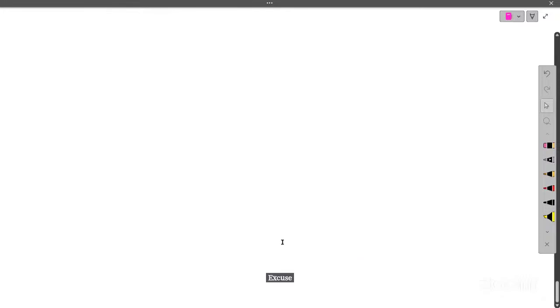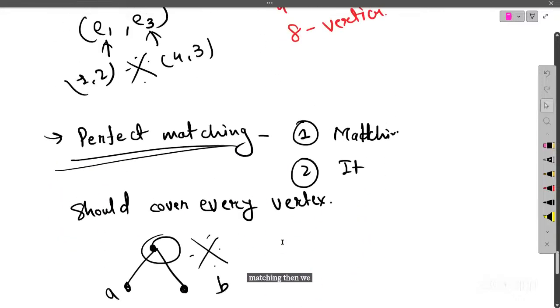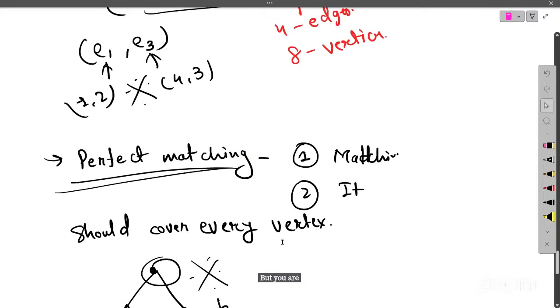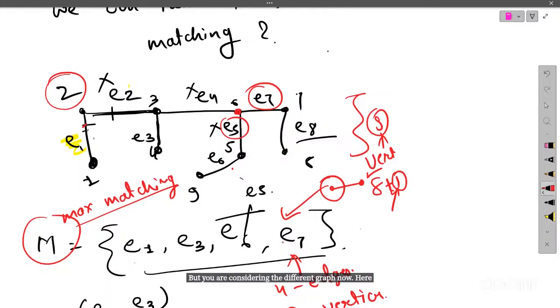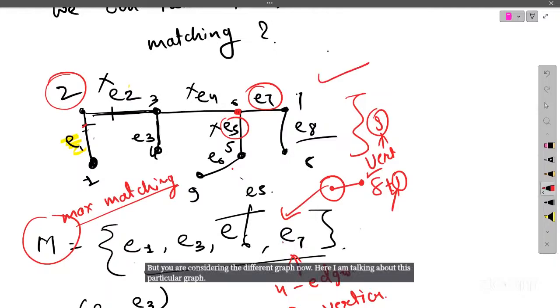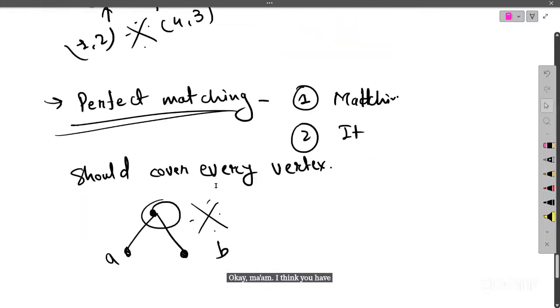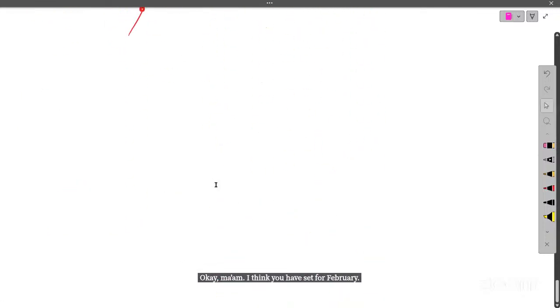Excuse me, ma'am. Yes, sir. Ma'am, but you said that if we have 5 matching, then we can't pair. But we are considering a different graph now. Here I am talking about this particular graph. Okay, ma'am. I think you have said it for every graph. It depends upon the graph. Okay. Yes, Gaurav. Ma'am, the question Arun has put forward, the son and daughter one, isn't that a perfect match?